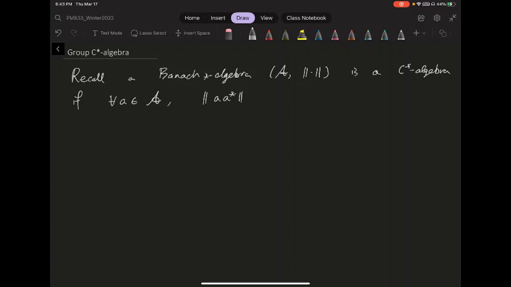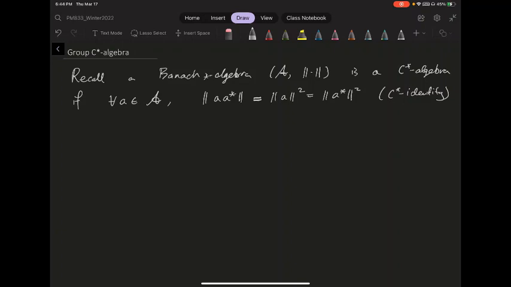As a Banach algebra, this norm should be less than or equal to the product of their norms, but in a C-star algebra, this is actually equality. So if you make this an equality, and that has to equal the norm of a squared, which also equals the norm of a star squared, then this is called a C-star algebra. And this identity is sometimes called the C-star identity. So if a norm satisfies such an identity, then we call it a C-star algebra.